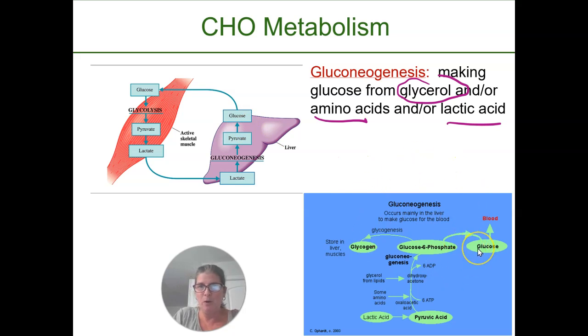Again, we don't have to memorize the intermediary product, but the liver can take lactic acid and pyruvic acid and turn it into glucose. It can take glycerol. So if your glucose levels are low and you've burned up all your glycogen, then you will start to burn fat and protein to convert into glucose, because we have to maintain our blood glucose levels. Red blood cells and neurons can only burn glucose for energy, so it's important that we are able to maintain those.